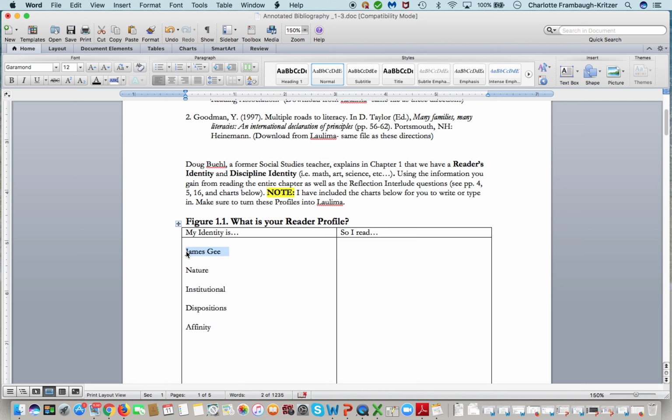And in particular, he talks about James G. I worked with James G. I know James G. from working with him at Arizona State University. He's a phenomenal scholar, and I absolutely love the way he talks about identity theory. He breaks it down into these four categories: our nature, our institutional, our dispositions, and our affinity.